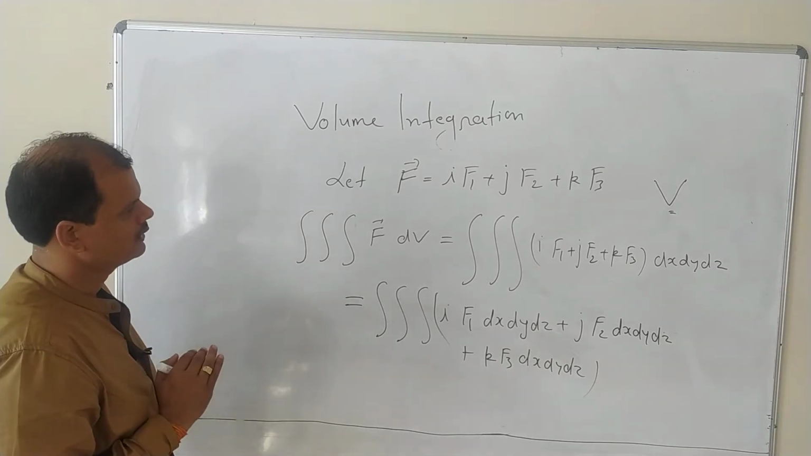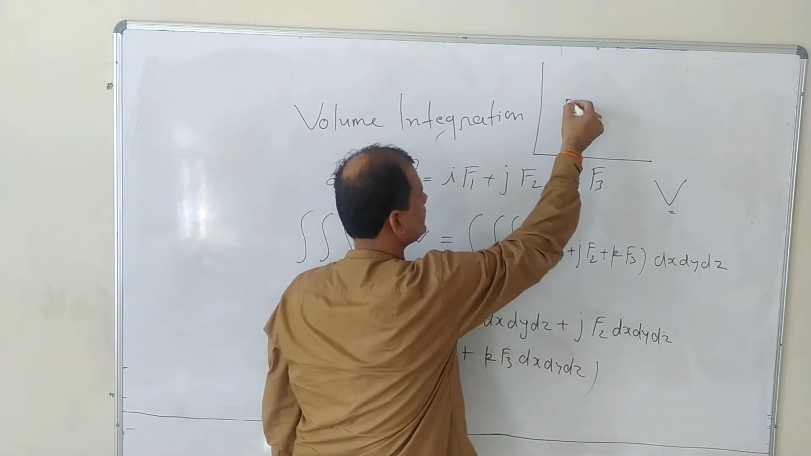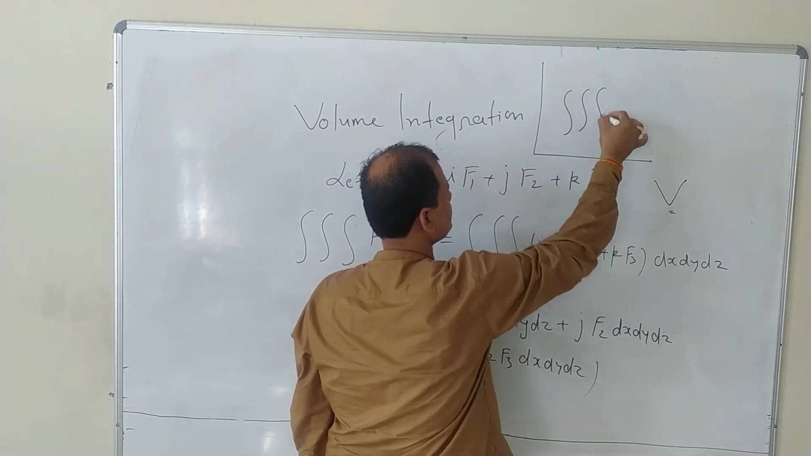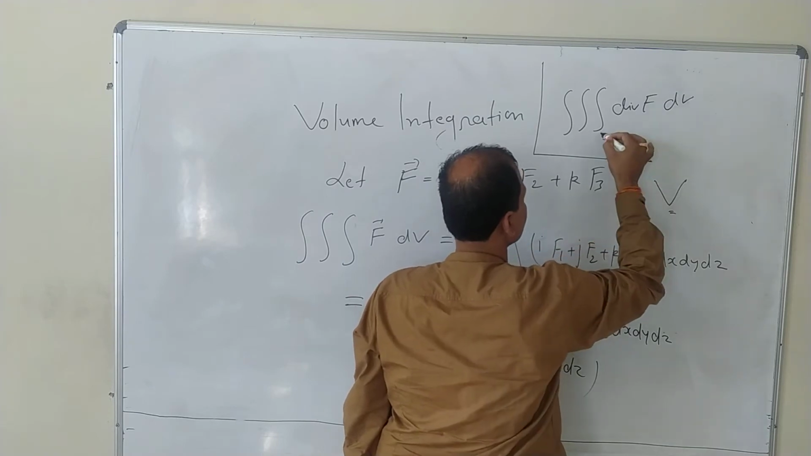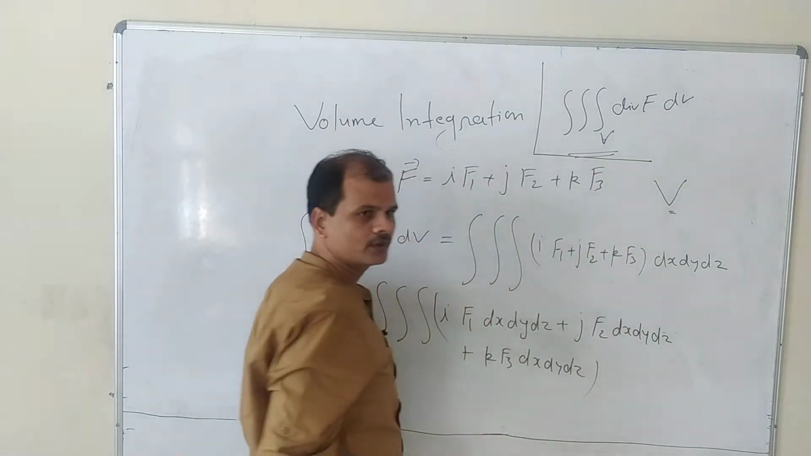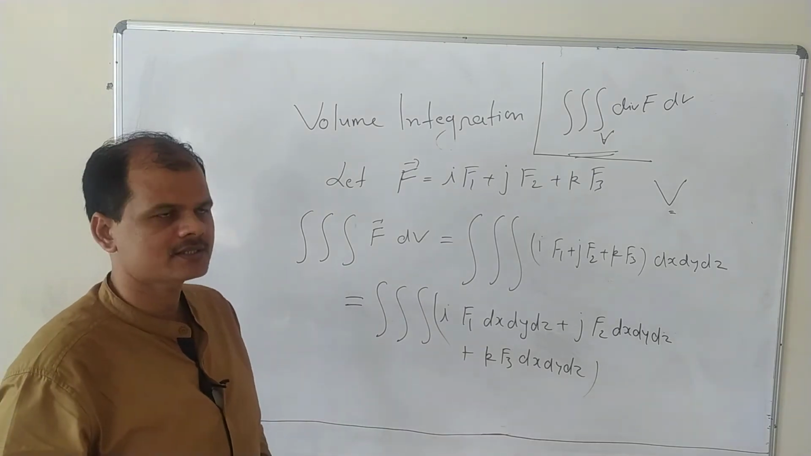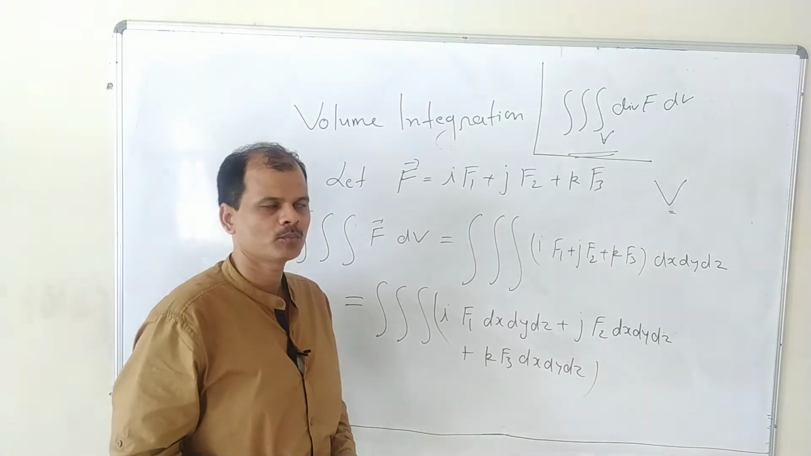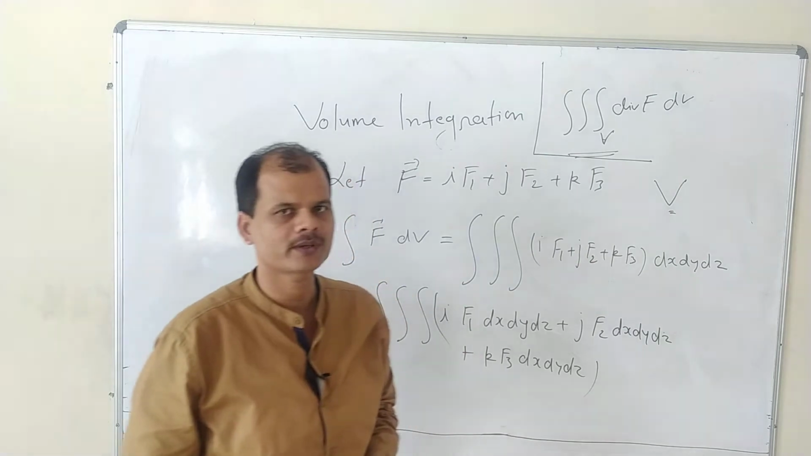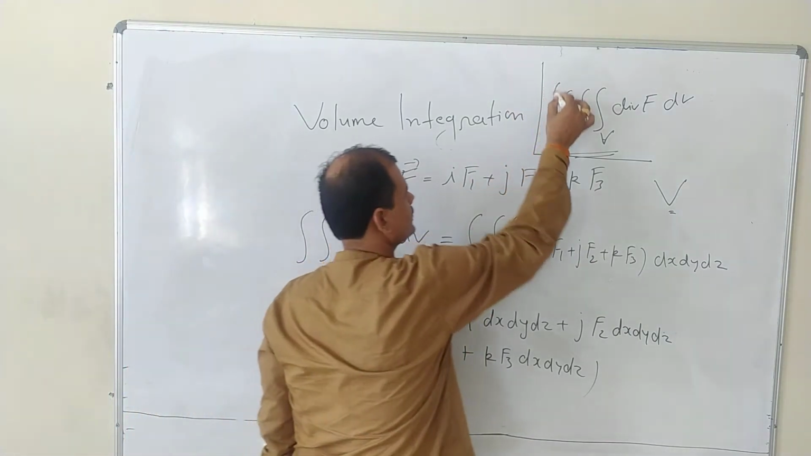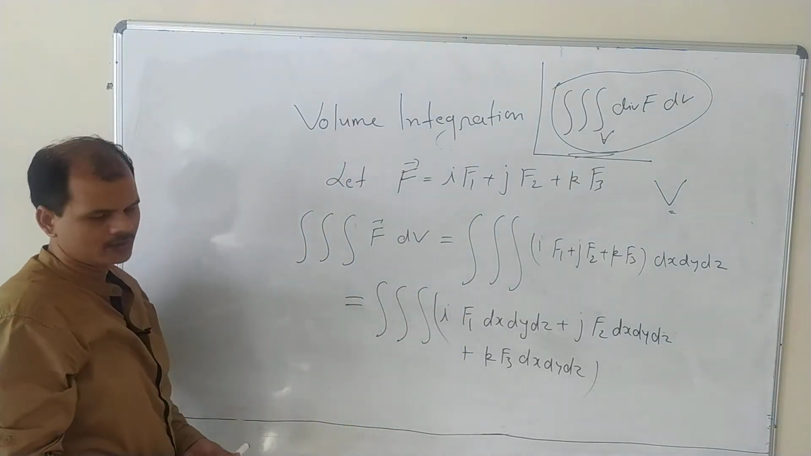Now another form we have for volume integration. I'll write here the triple integration of divergence of f into dV. This is another form of volume integration, divergence of f into dV. So divergence f is that vector point function. We find the divergence and we integrate over the volume. Fine. So this is another form of volume integration of f over the V.